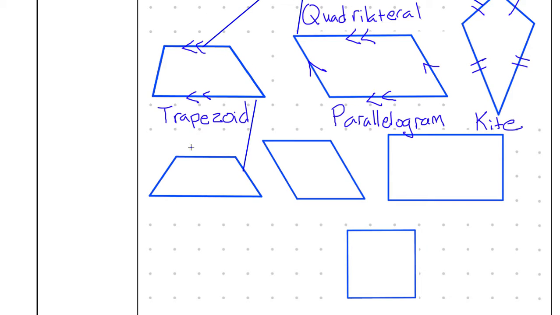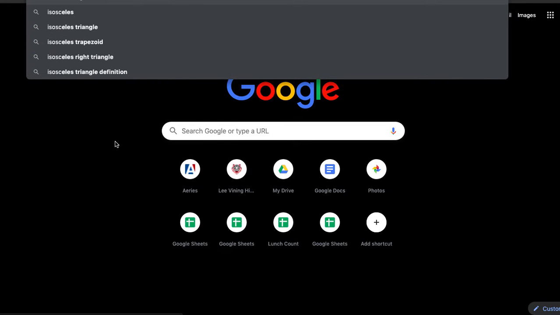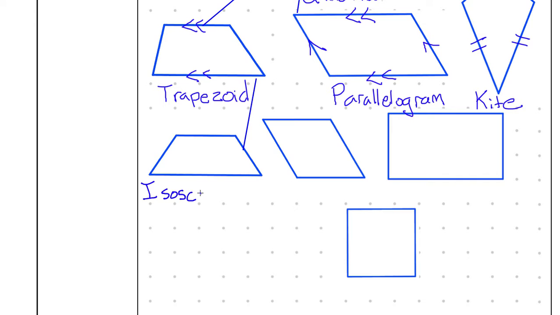And this is called an isosceles trapezoid. I can never spell isosceles. Let's try it. I'm going to have to Google it. Sorry, guys, I don't know how to spell. Isosceles. Isosceles trapezoid. Isosceles triangle. You can have an isosceles triangle as well. This is an isosceles trapezoid.